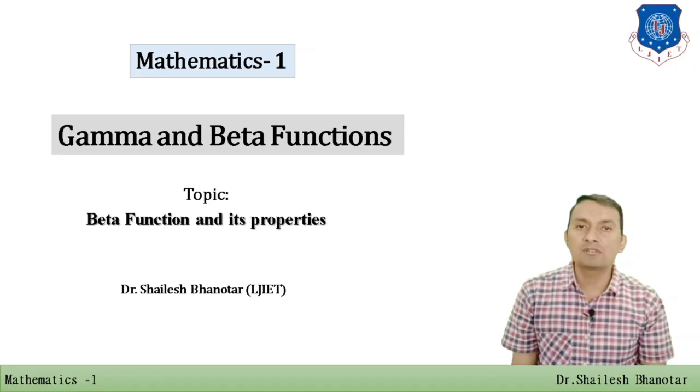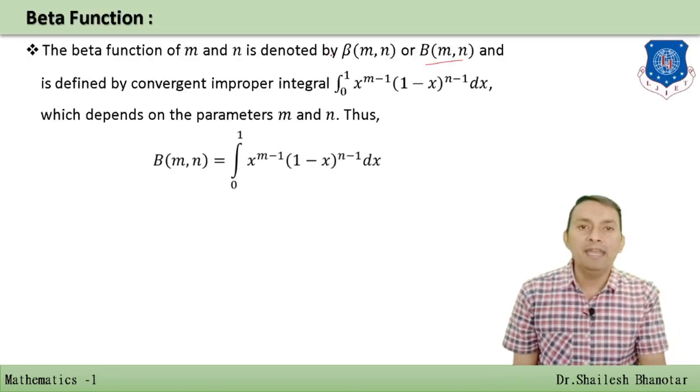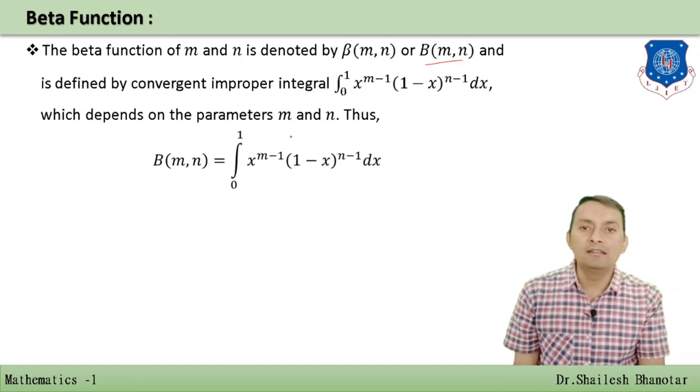In this video we are going to start with the beta function and its properties. So let us first start with the beta function. The beta function of m, n is denoted by beta(m, n) or sometimes B(m, n) and is defined by the integral from 0 to 1 of x raised to m minus 1 into 1 minus x raised to n minus 1 dx, which depends on the parameters m and n. Thus we can write beta(m, n) is equal to the integral from 0 to 1 of x raised to m minus 1 into 1 minus x raised to n minus 1 dx.